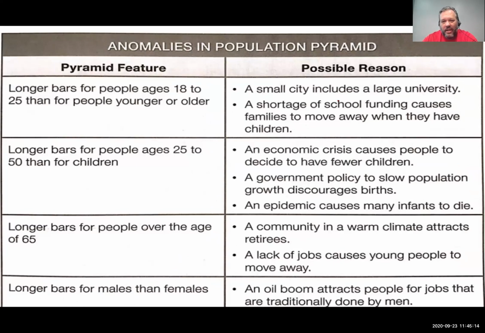A small city includes a large university. If we have a big bar of 18 to 25-year-olds, we would ask what's causing that, and it could be a university. Clemson, South Carolina is a very small town, but it has a university with somewhere around 30,000 people there, I think. So their population pyramid is going to have that big bulge in the 18 to 25-year-old group.